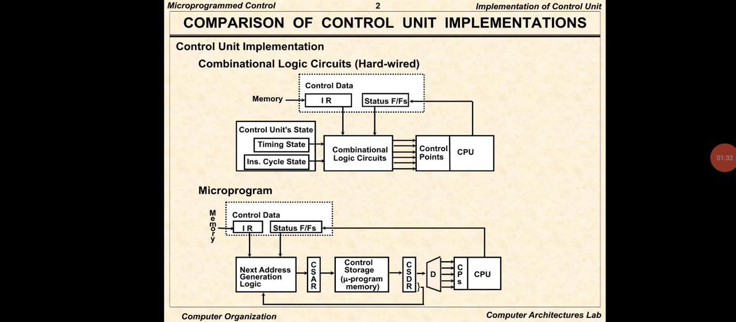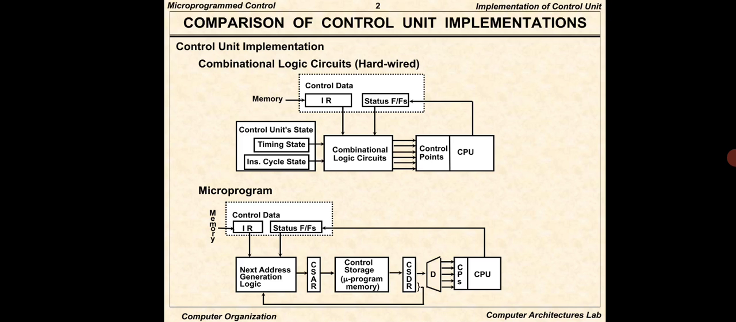Let us start with a block diagram comparison of the hardwired control unit and the microprogram control unit. If you see, the top block diagram is the hardwired control unit. In this hardwired control unit, you will come across different combinational logic circuits. Using those combinational logic circuits, you will develop the hardwired control unit.